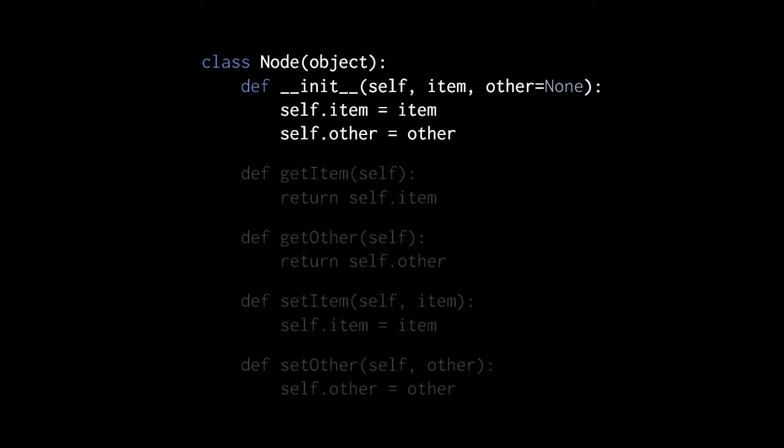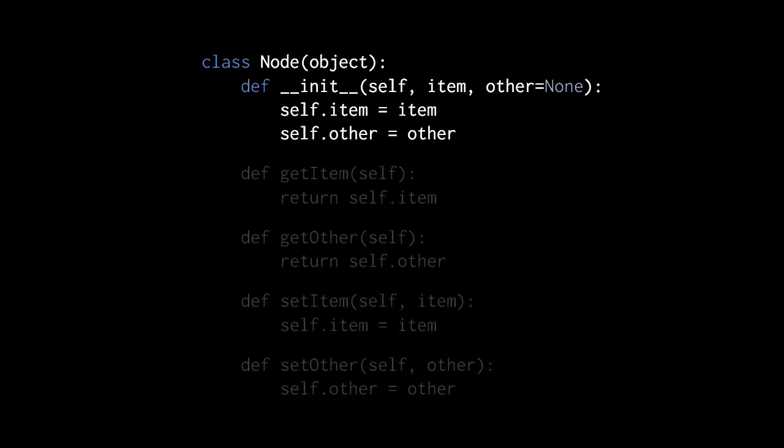And in our constructor method, recall that in Python the object itself is passed to the first parameter of a method, so by convention we call it self, and we'll give our constructor two other parameters, item and an optional parameter, other, which by default will have the value None. So when we create a node object but we don't provide an argument for the other parameter, by default it will have the value None.